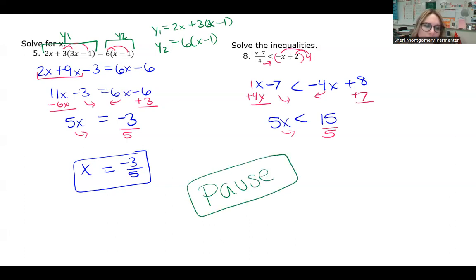You can pause right now and you can finish all the ones on the back. I will tell you that of the 3 more that you need to do, 2 of them are nice, pretty whole numbers, and then 1 of them is a decimal.